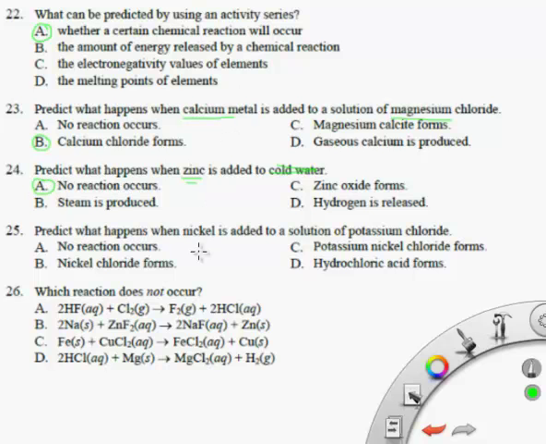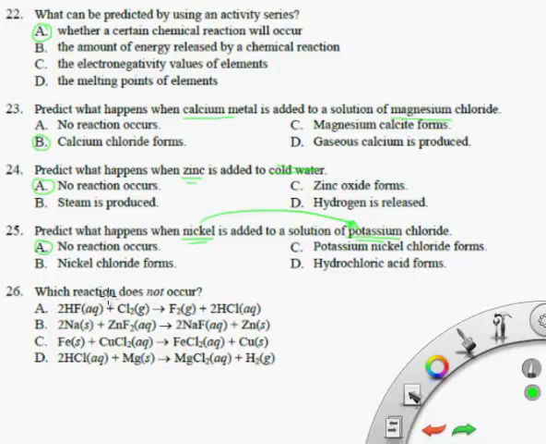Predict what happens when nickel is added to a solution of potassium chloride. Look again on the activity series. Does nickel rank higher than potassium? These are your metals. All right, nickel is a metal, potassium is a metal. So the displacement that could occur would be nickel displacing potassium. However, potassium is more active than nickel, so no reaction occurs.